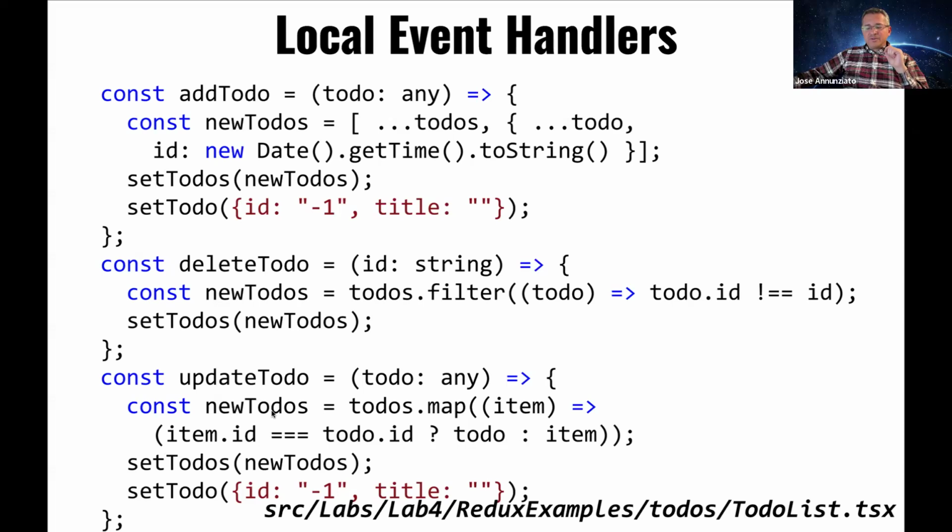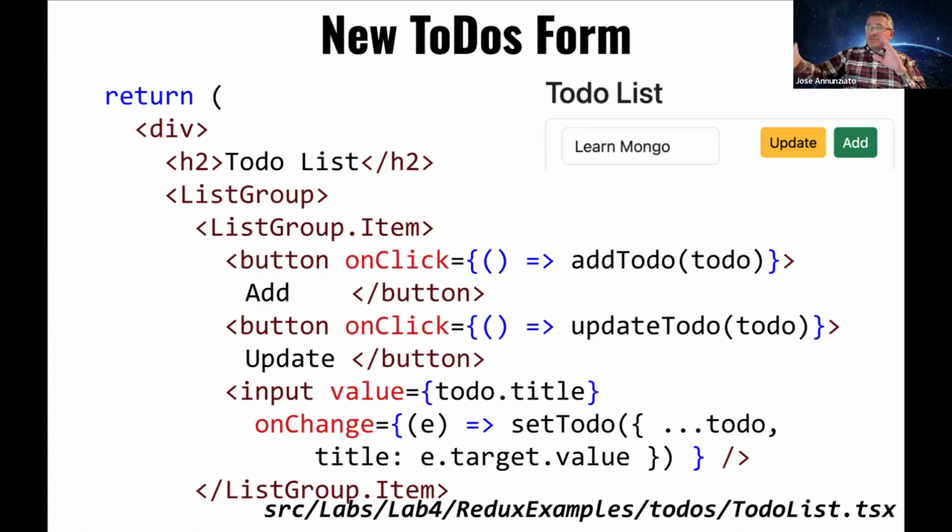Now that I have this new to-dos, I'm just going to set the to-dos. This will update. Again, the array will be mostly the same, except this one single to-do will have a new version, the new title or something. And also I'm going to clear out the input field where I was typing the updated version, okay?